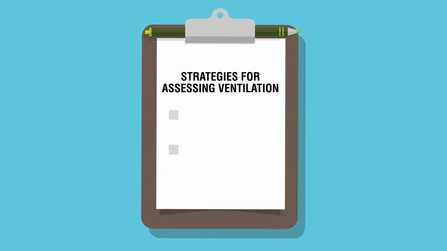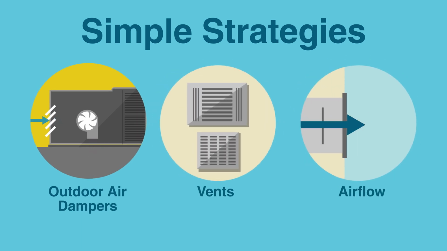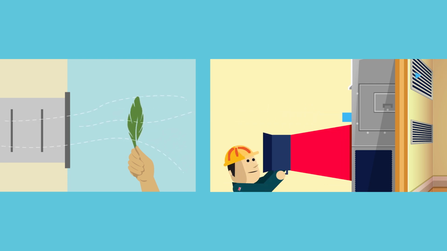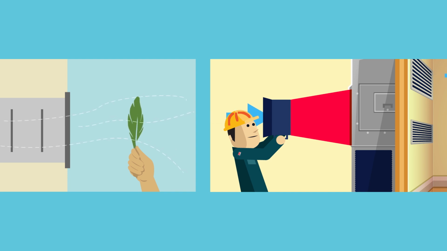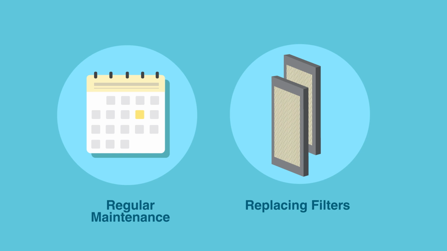Strategies for assessing ventilation vary from simple and quick to complicated and involved. This will be discussed in more detail in the training modules. Simple strategies include visual inspection of the outdoor air dampers and vents and checking that air is flowing when and where we think it should be. This can be done as simply as holding a tissue in front of a vent to see whether air is moving out of it. More complicated actions can involve the actual measurement of airflow rates and require calling in an outside specialist. It is best if these checks occur as part of a regular maintenance schedule that may also include duct cleaning and replacing filters.